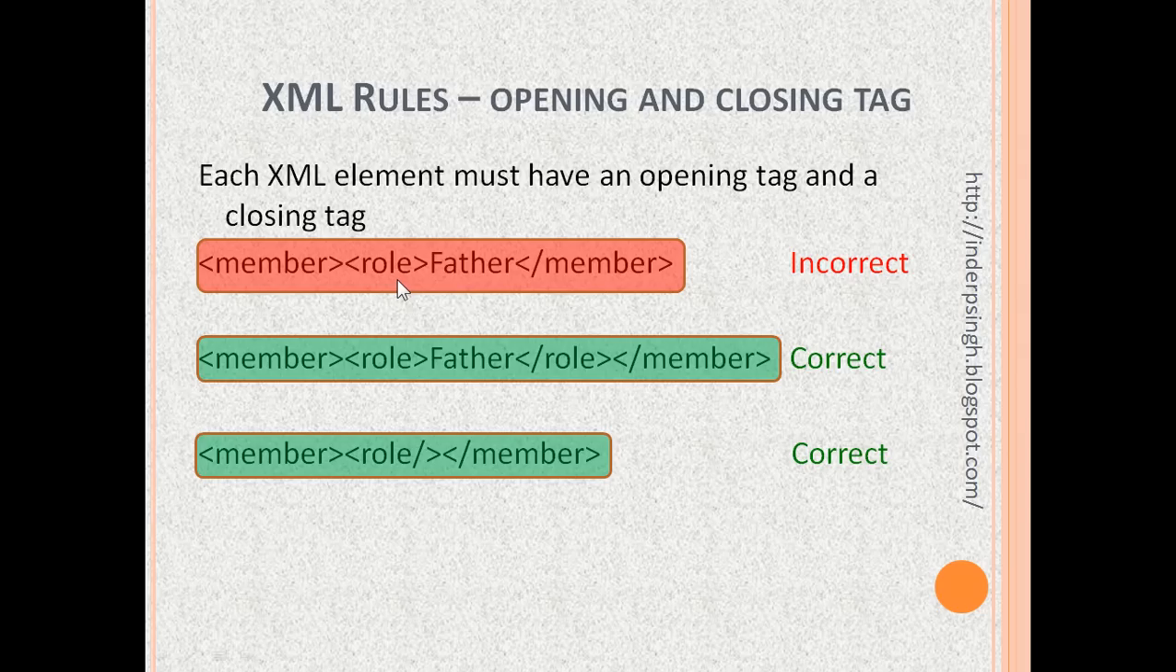The correct way to represent this XML is to have the member opening tag, then the role opening tag, then we have the value, then the role closing tag, and the member closing tag. It is also possible that we don't have the value in the XML element. In that case we can just leave it blank. There is a shortcut available in XML, and that is the self closing tag. We don't have to repeat the role opening tag and role closing tag. We can just put role /.